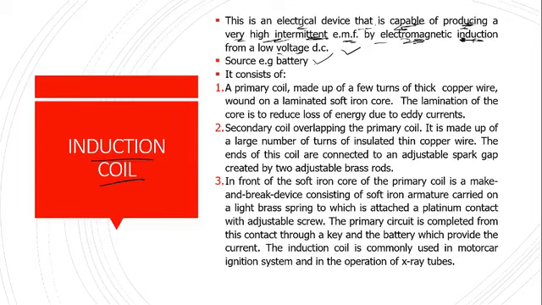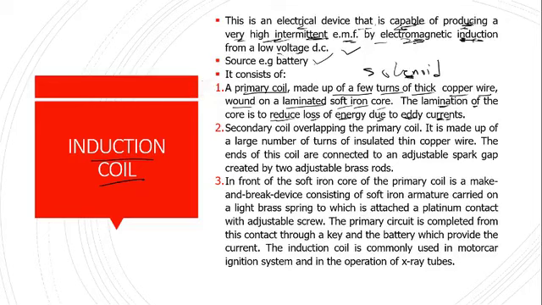An induction coil consists of about 3 different things, the first of which is a primary coil. A primary coil that is made up of a few turns of thick copper wire wound on a laminated soft iron core, much more like a solenoid. And then the lamination of the core is important for us to reduce what we call loss of energy due to eddy currents. Remember, sometimes in a transformer or sometimes in electromagnetic fields, we can have energy loss as a result of eddy currents.